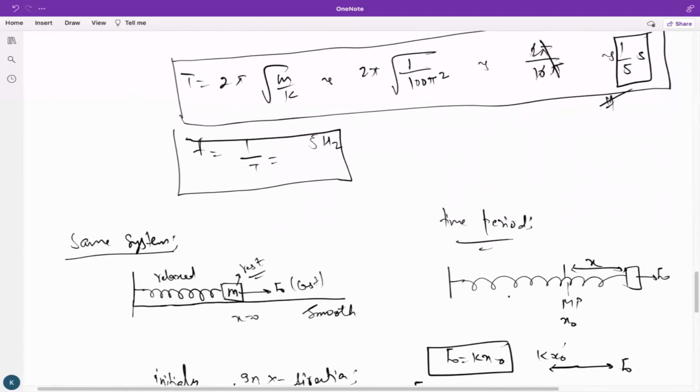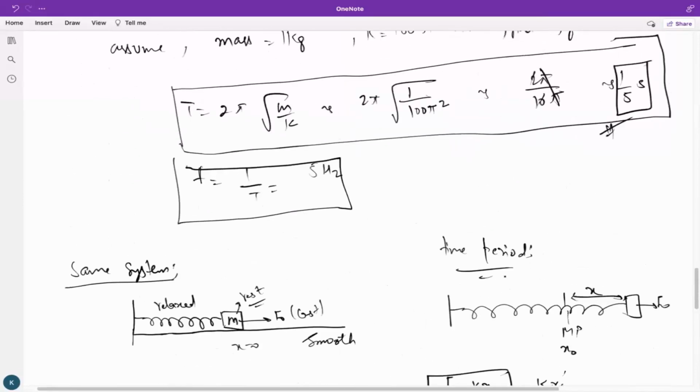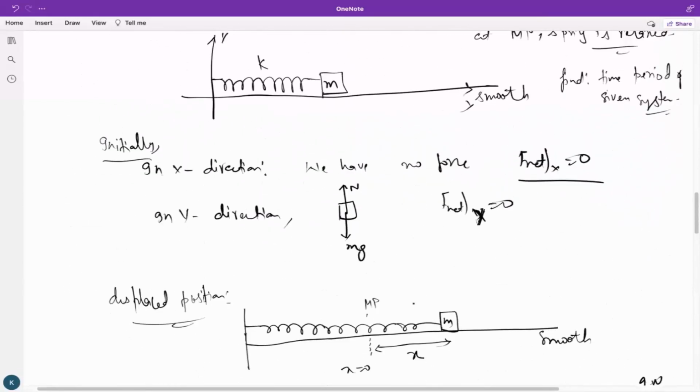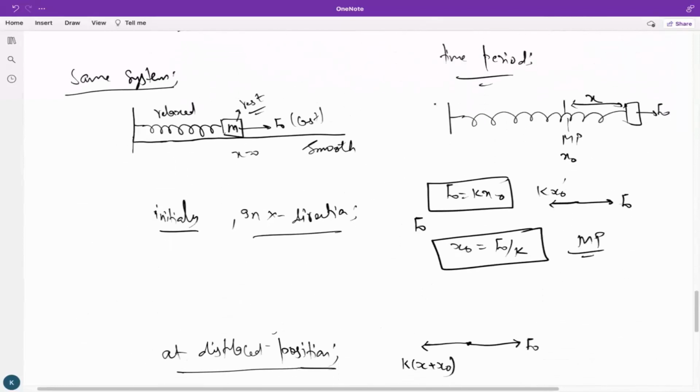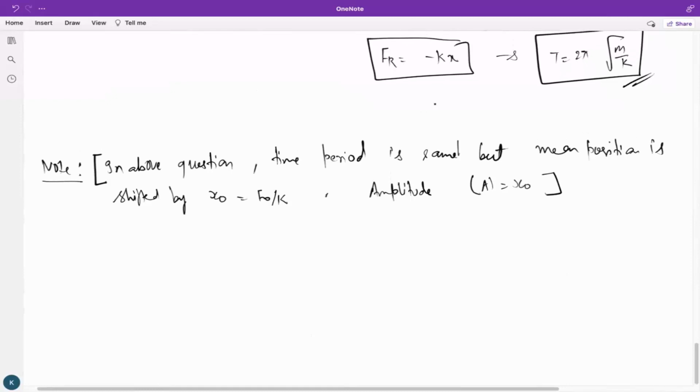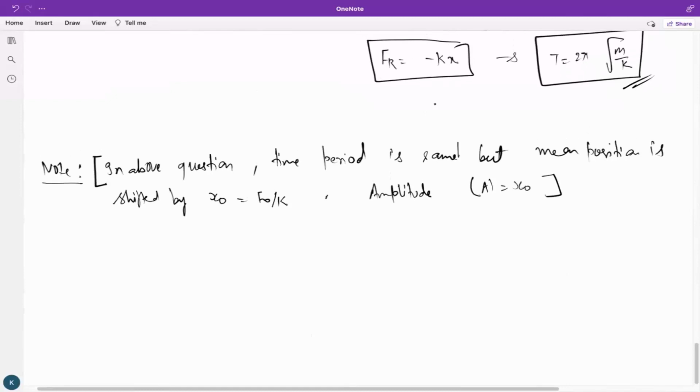Okay, and in this case our mean position is at x equal to 0. But when a force is acting on the system initially, the time period will remain the same, and there is just a shift in the mean position, which is by F naught by k, and the amplitude is x naught, and the rest of the things remain the same. I hope it will be clear to all of you.